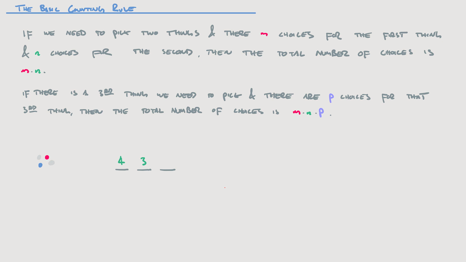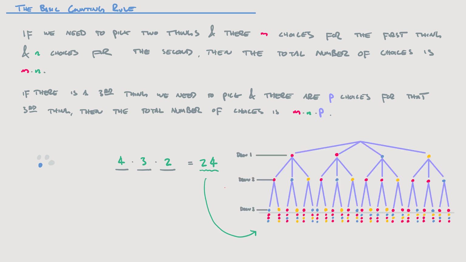Then the last choice, there's only 2 marbles left, so there's only 2 ways to make that third choice, and so the total number of ways, and let's say we chose the other red one, the total number of ways that we could choose these 3 marbles from 4 of them would be 4 times 3 times 2, which is 12 times 2, which is 24, which is how many there were, right? That's the total number of outcomes that we had when we were drawing 3 marbles from starting with a bag of 4 of them. Okay, so that's how the basic counting principle works.